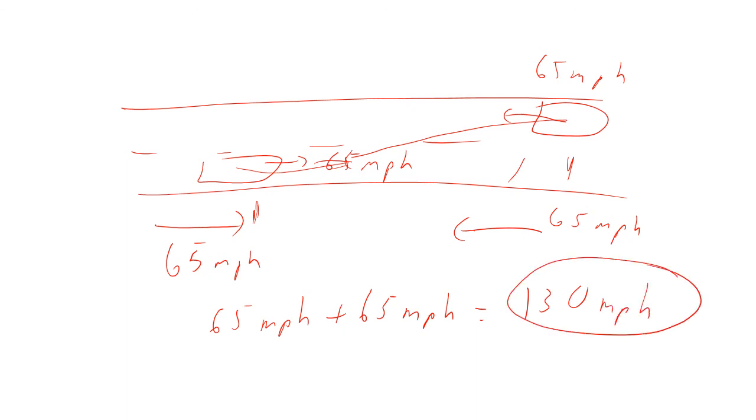So that's obviously why head-on collisions are absolutely devastating, because it's basically like hitting a brick wall, except going twice as fast as you're actually going. And so, again, this is the idea of relative motion and relative velocity. So now we'll just do a few examples with it.